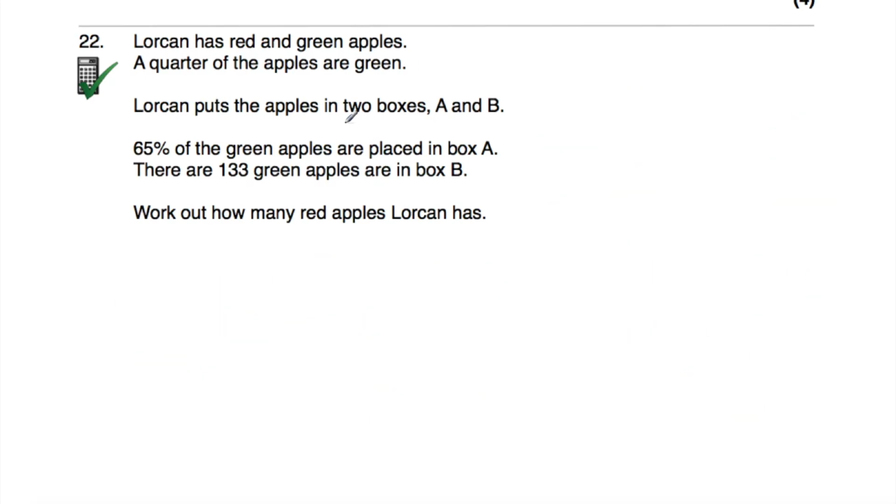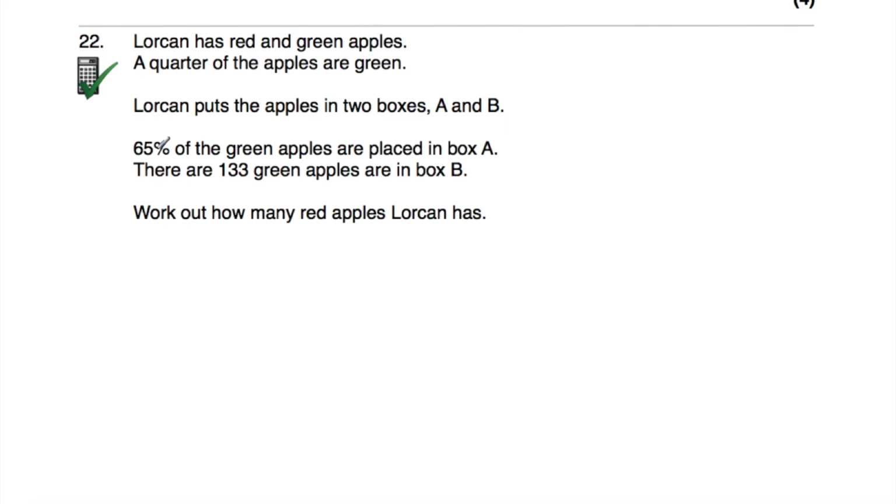Okay, so we're now going to approach this question using our multipliers. So, and again, let's read the question. Lorcan has got red and green apples. A quarter of the apples are green. So that means the rest, 3/4, are red, or 25% of them are green and 75% of them are red. All the apples are put into two boxes, A and B. 65% of the green apples are placed in box A, and there's 133 green apples in box B.